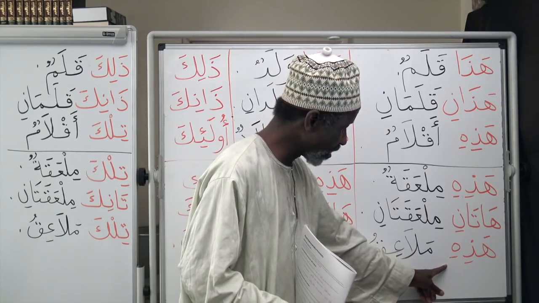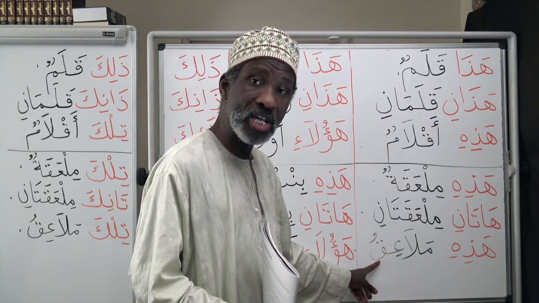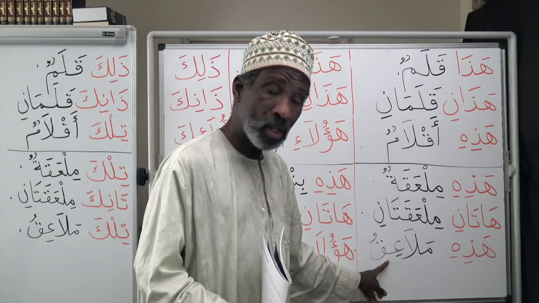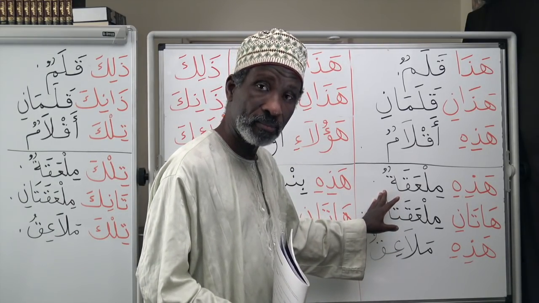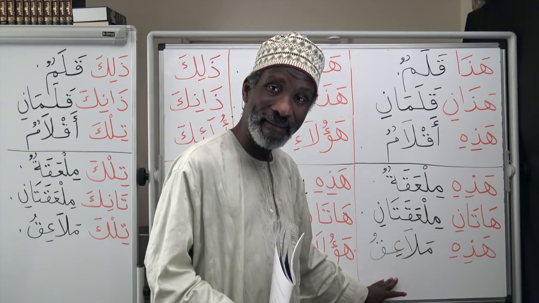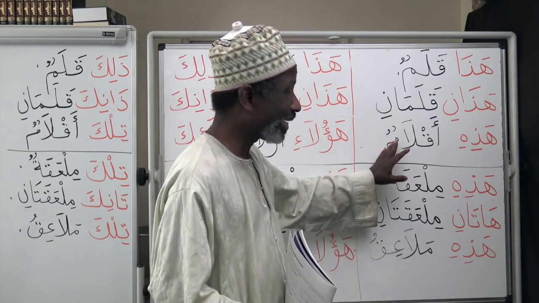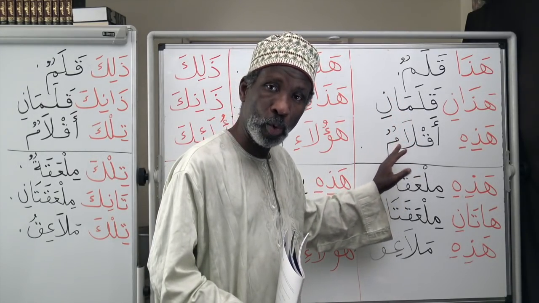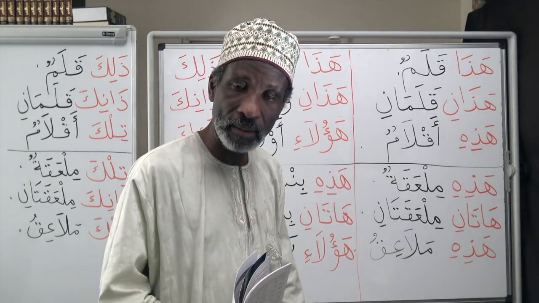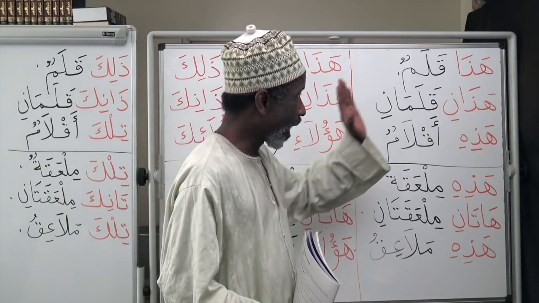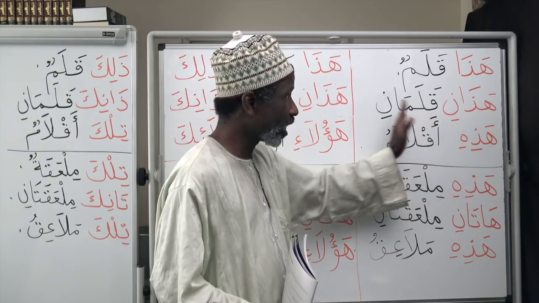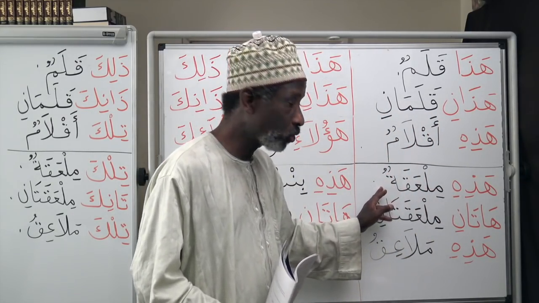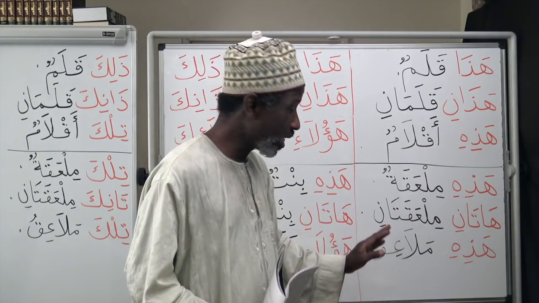So you see, هذه ملاعق. These are spoons. That's three or more. It's feminine in origin, and we relate to it as singular feminine. And this one is masculine in origin, and we relate to it in plural as feminine singular. So هذا قلم. هذان قلمان. هذه أقلام. هذه ملعقة. هاتان ملعقتان.